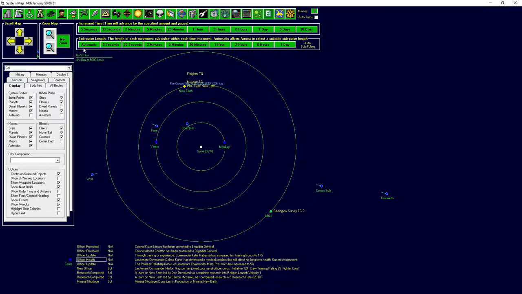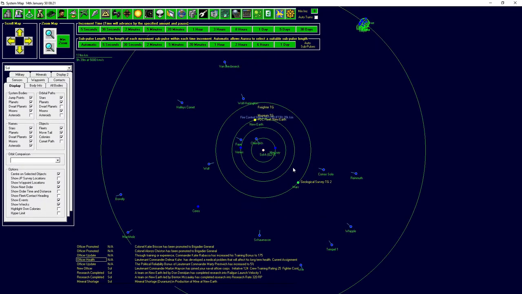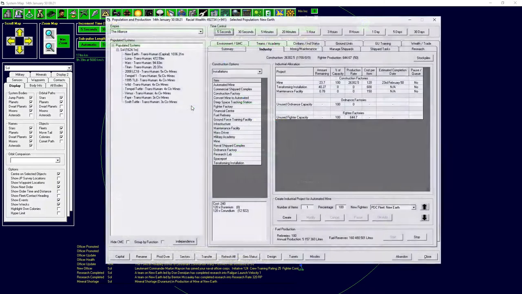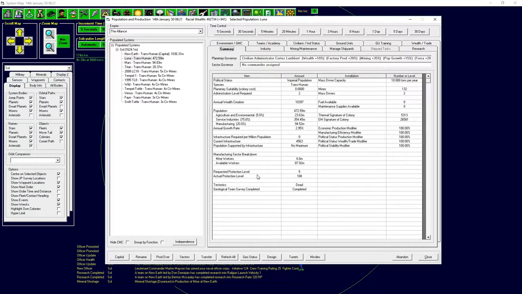So, we are now in the year 50. It's been such a long time since the Third World War broke out. But tensions are rising in our solar system. But things are good at the moment. The protection level requested from Luna is still really low.